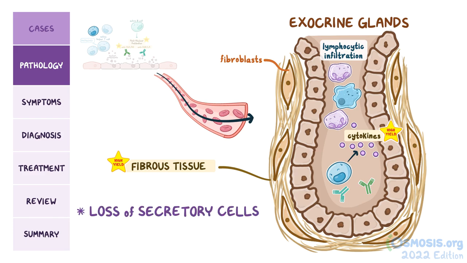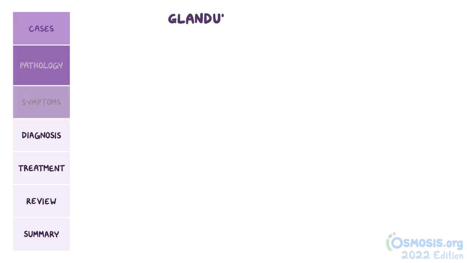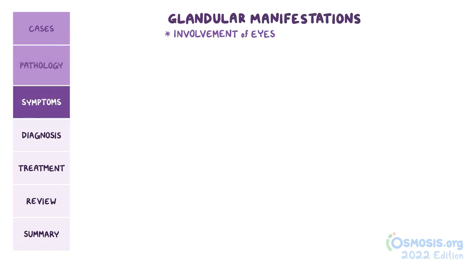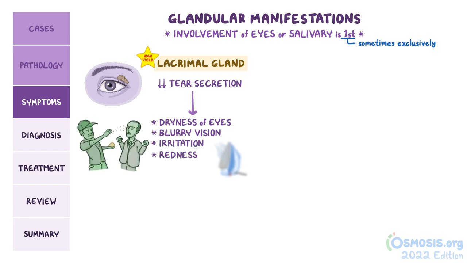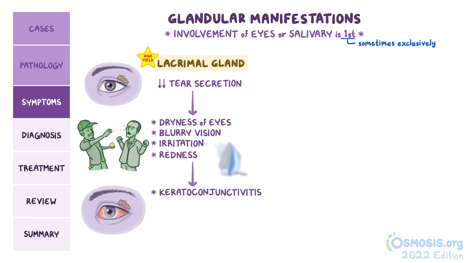The resulting symptoms of Sjogren syndrome can be divided into 2 main categories. First up are glandular manifestations, where involvement of the eyes or salivary glands occurs first and sometimes exclusively. Lacrimal gland involvement results in decreased tear secretion, which leads to dryness of the eyes, blurry vision, irritation, which is described as a sensation of sand in your eyes, redness, and ultimately to keratoconjunctivitis, which is inflammation and ulceration of the cornea and conjunctiva. Salivary gland involvement usually leads to diffuse fibrosis and painless enlargement of the gland.